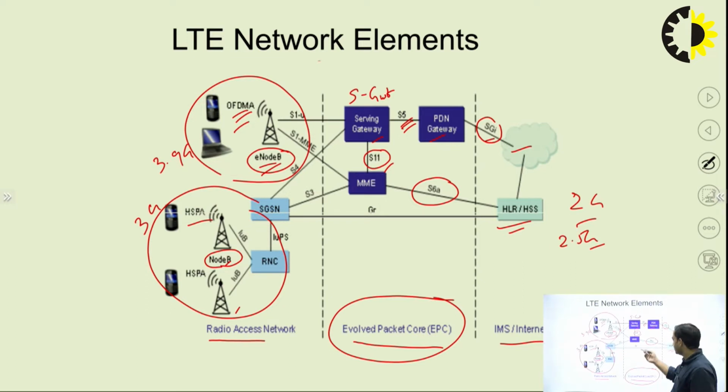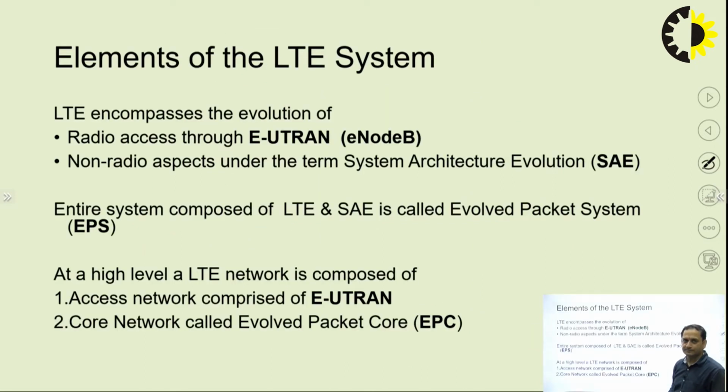Other interfaces are also there: the Gr interface is for the SGSN to the HLR, S3 is for the SGSN to the MME, S4 is between the SGSN and the serving gateway, and S1-U is between the base station and the serving gateway, and so on. There are various interfaces. These are network interfaces which connect one component wirelessly to another component.